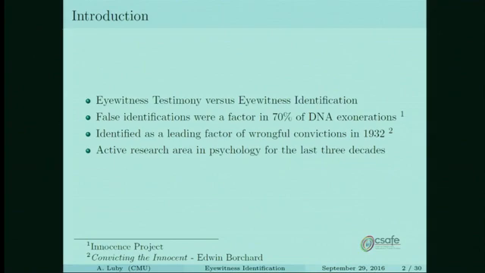And this is a big deal. In a study of 300 DNA exonerations by the Innocence Project in the United States, false identifications were a factor in over 70% of those exonerations. So this is a real problem because people are very bad at remembering things. They think that they remember a person very well, but then they don't. They screw it up. But also people believe each other. It's just how humans work.